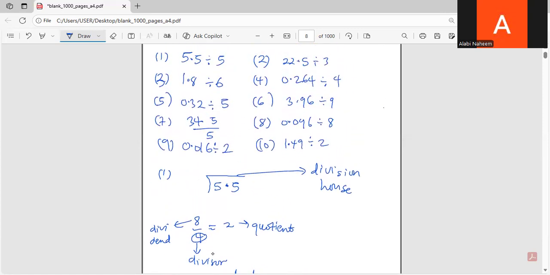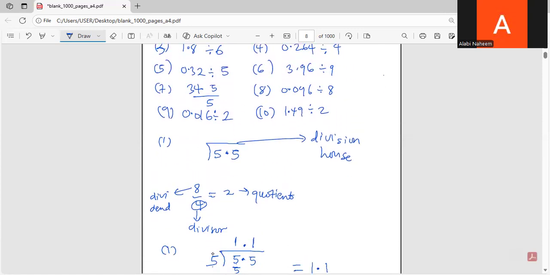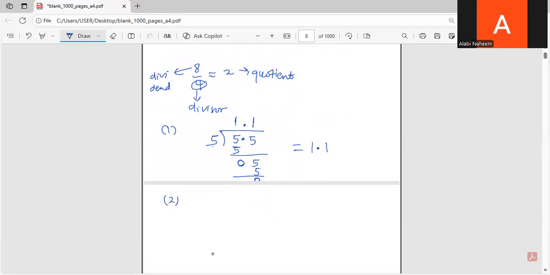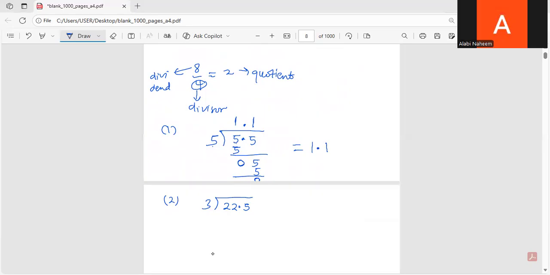Second number we have 22.5 divided by 3. This is our division house. 22.5 divided by 3. 3 is the divisor. 22.5 is the dividend. What do we do next? We place our decimal point directly above the one you have here. Directly above it, the decimal point.